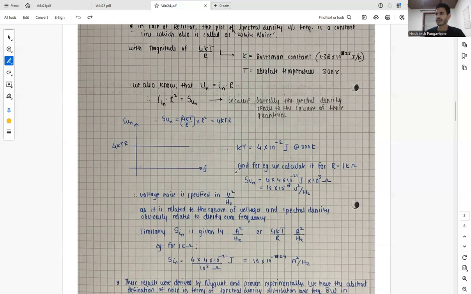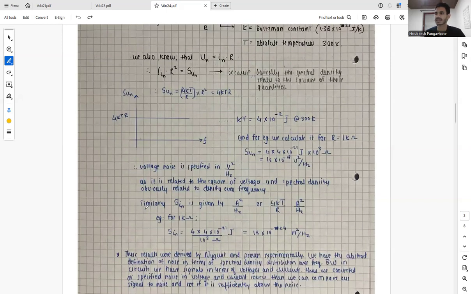For example, we calculate it for a resistor of 1 kilo ohm. SVn comes out to be 4 times 4 times 10 to the power minus 21, multiplied by the resistor, and comes out to be 16 into 10 to the power minus 18. The units are voltage square divided by hertz, as it is across the frequencies. Voltage noise is specified in voltage square by hertz, as it is related to the square of voltages, and spectral density is related to the density over a frequency range.